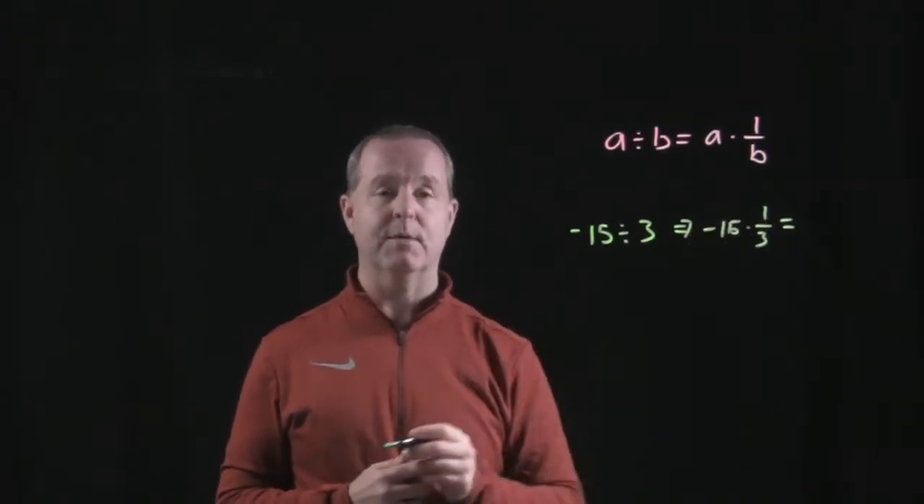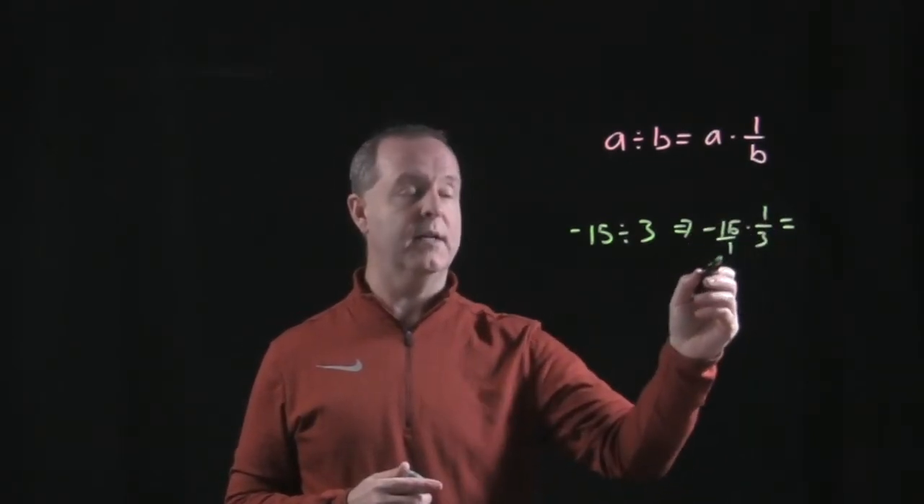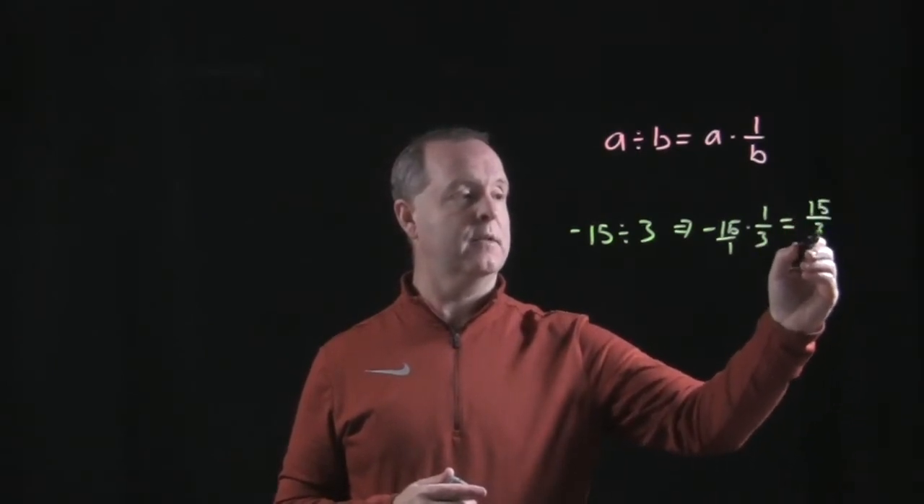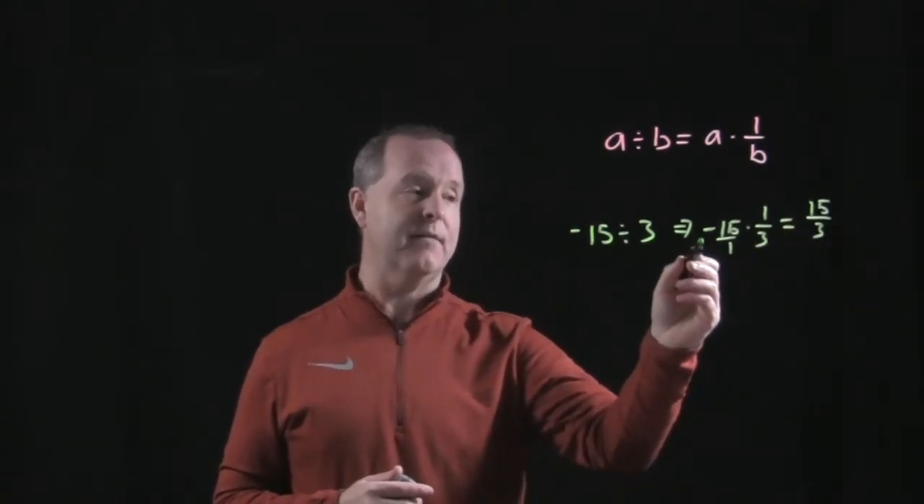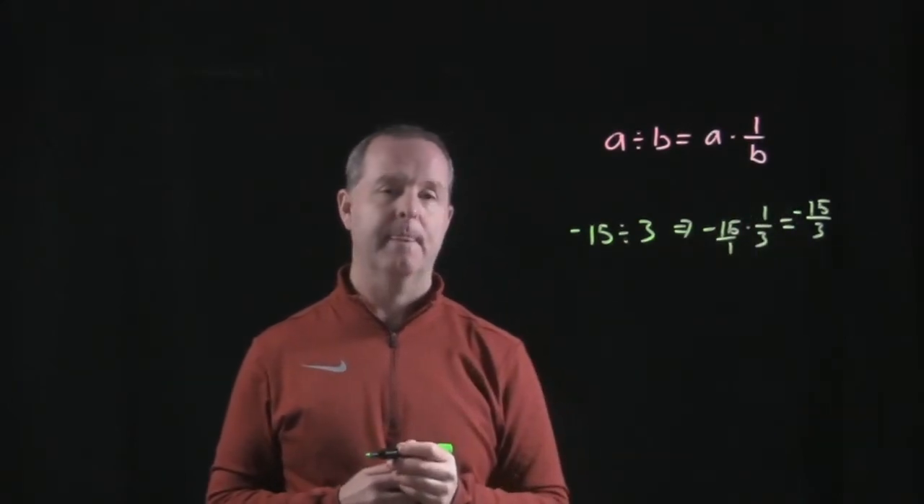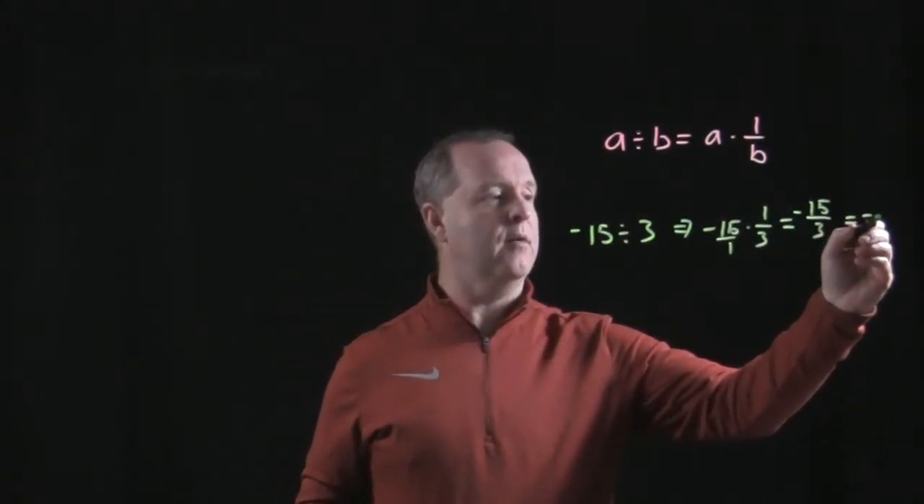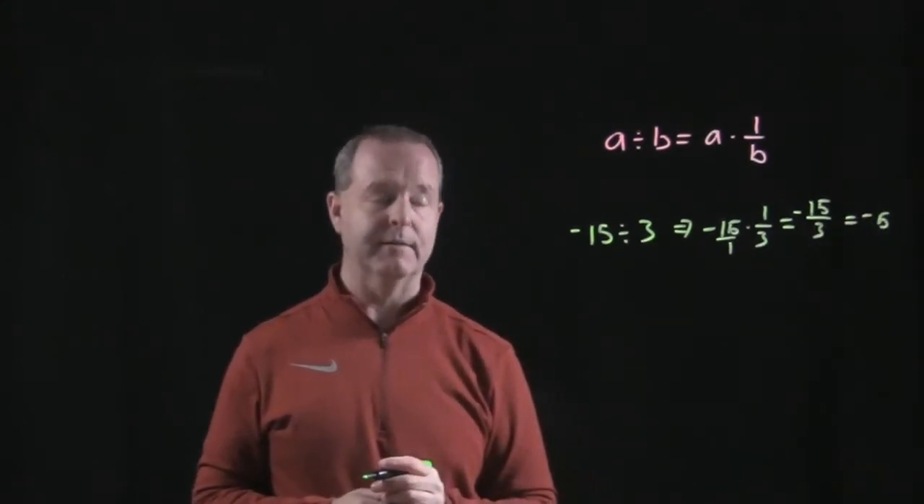That's 15 times 1. There's an understood 1 underneath that fraction, so that equals 15 thirds. It's negative, since I have a negative times a positive, and then 15 thirds reduces down to a 5. So that would result in a negative 5.